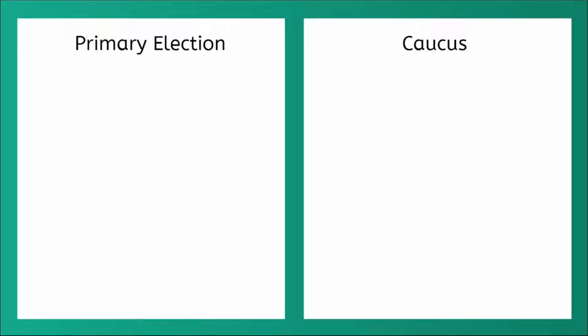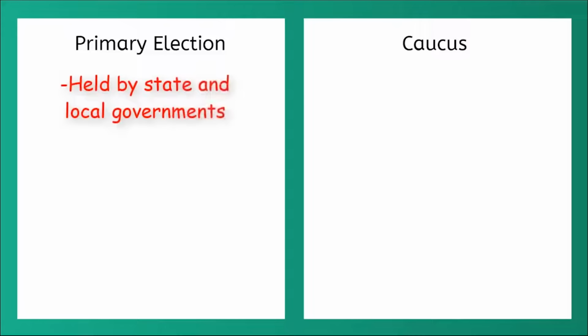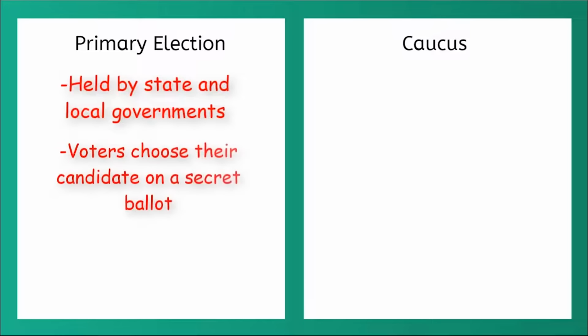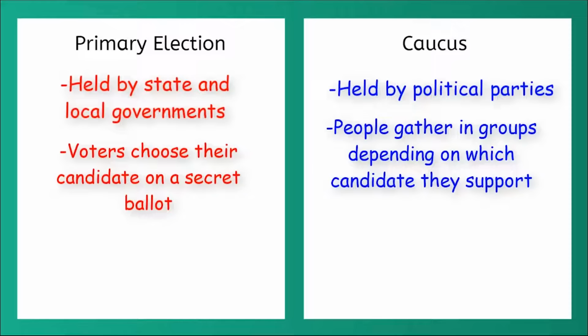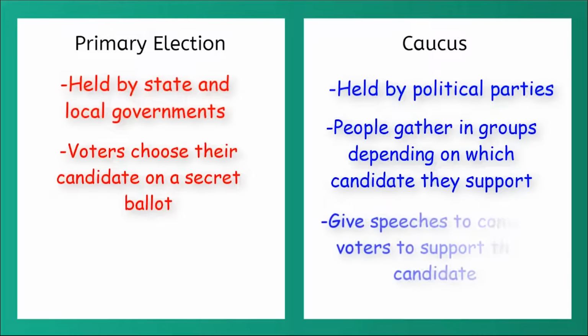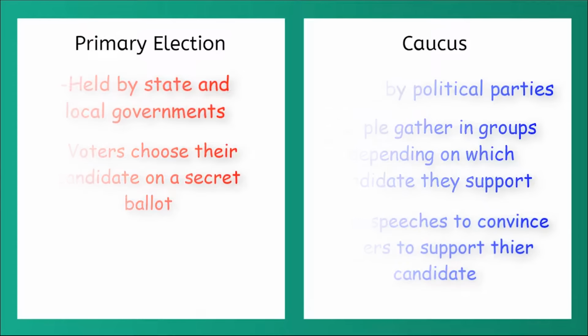Primary elections, often called a primary, are held by state or local governments. In a primary, voters choose their preference for a presidential candidate on a secret ballot. Primaries are very similar to other elections held in the U.S. A caucus, on the other hand, is run by the political parties themselves. At a caucus, people gather in groups based on which candidate they support. They give speeches and try to convince other voters to join their group.